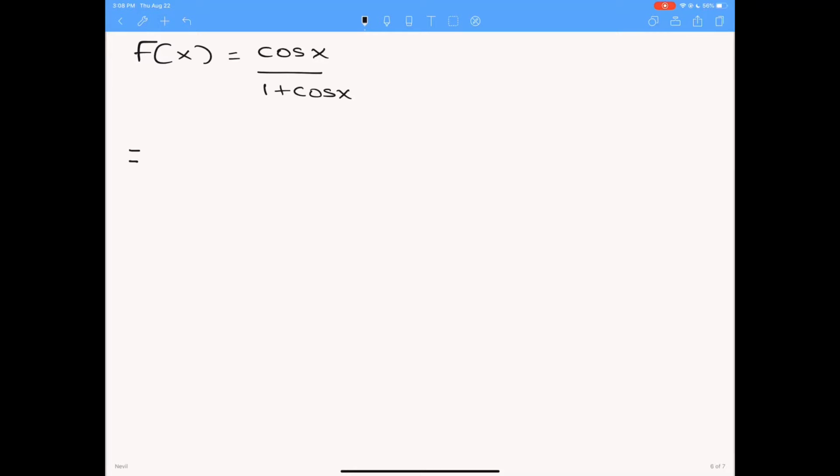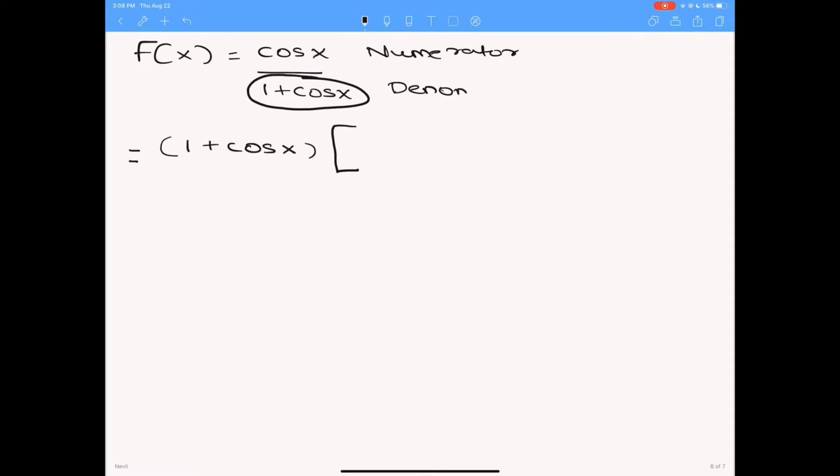So first of all, you're supposed to take the denominator of the problem and bring it to the top. Our denominator here is 1 plus cosine x, so I'm going to bring that to the top. Then you multiply that denominator with the derivative of the top. Just to make sure, this is numerator and this is denominator. Everyone should be knowing that for sure, but just to make sure. The derivative of cosine x is negative sine x.